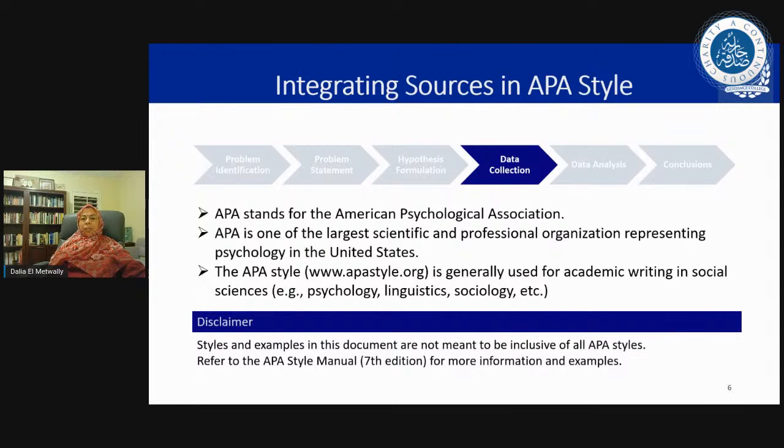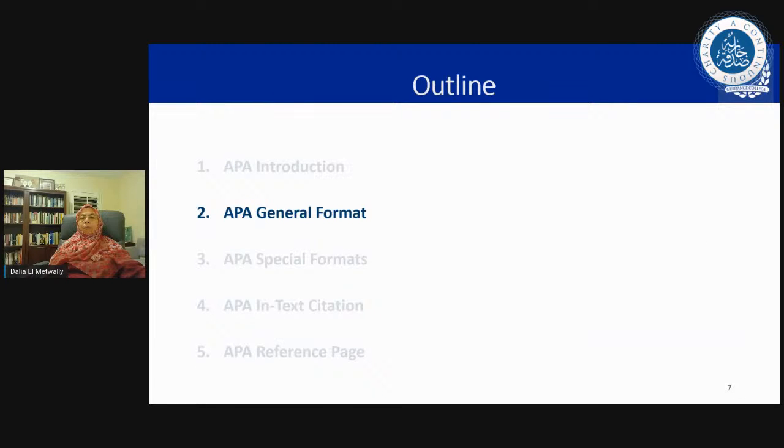It's American Psychological Association. It's one of the largest scientific and professional organizations we have in the United States. And of course, there are different other styles out there, but because we are focused upon those aspects that we were talking about, we chose to go with APA. As a disclaimer, my examples are not exhaustive by any means. There are more examples and more styles out there.